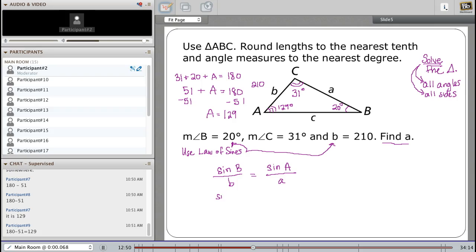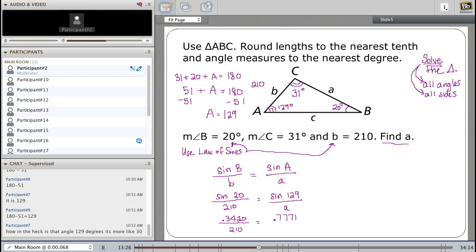And then when we plug everything in, watch what happens. We know angle B is 20. We know side B is 210. We know angle A is 129. And we're only missing one thing, which is side A. And now what we're going to do is put sine 20 in our calculator and write that to 4 decimals, 0.3420 over 210. And we're going to put sine of 129 in our calculator and write that out to 4 decimals, 0.7771 over side A.